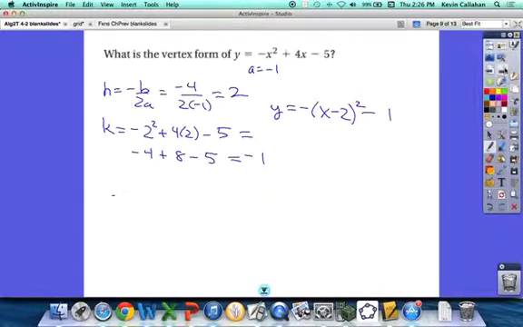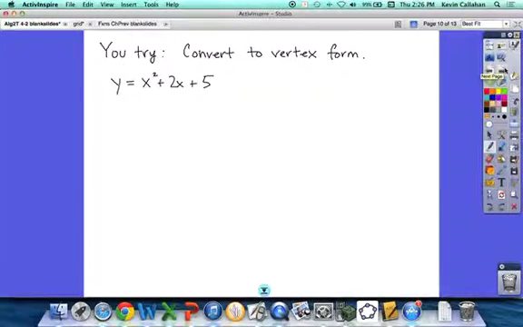Okay. So try to do the same thing with that. Put it in vertex form.